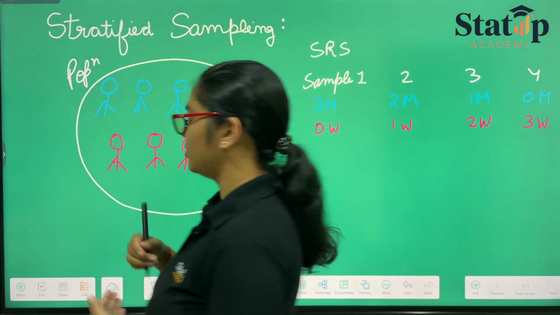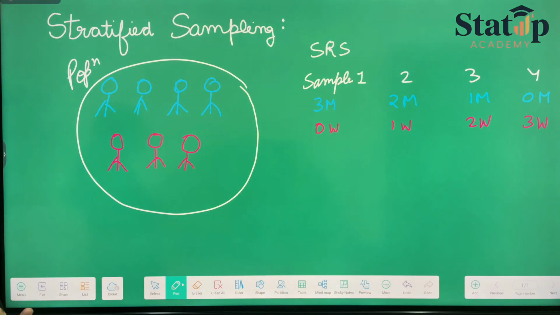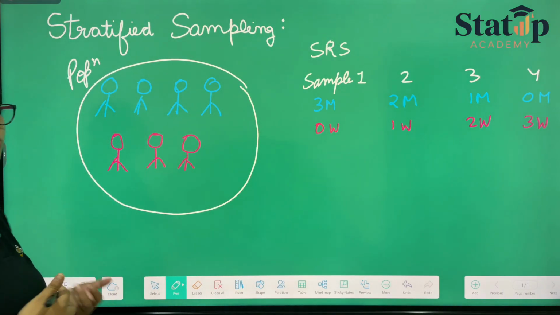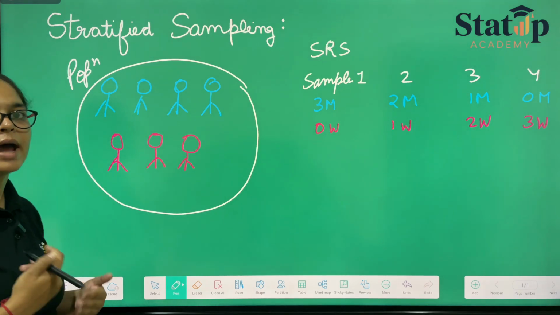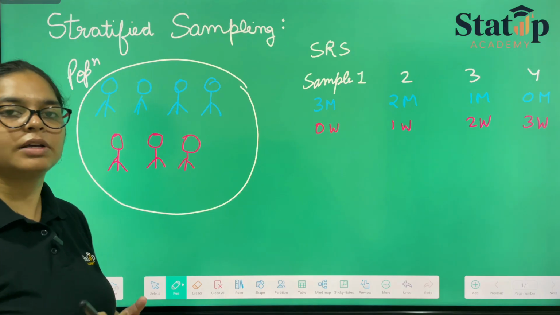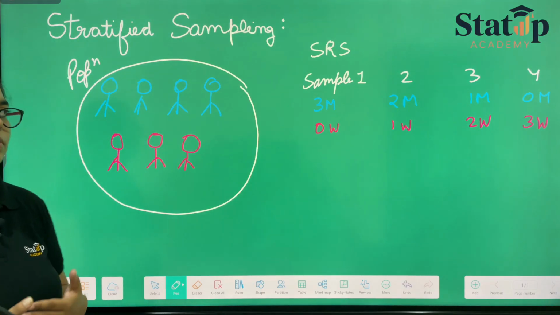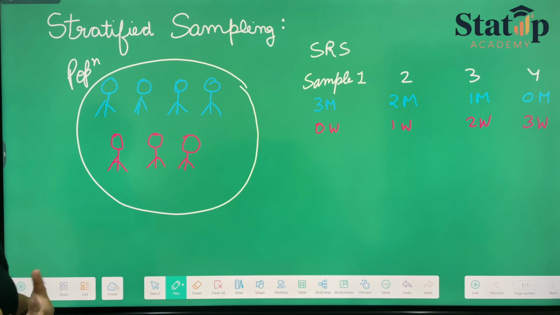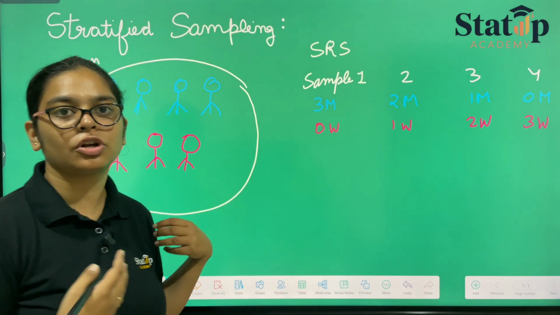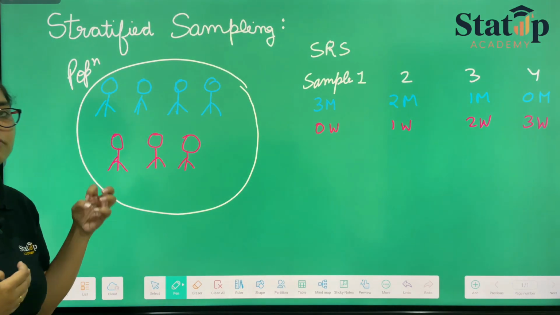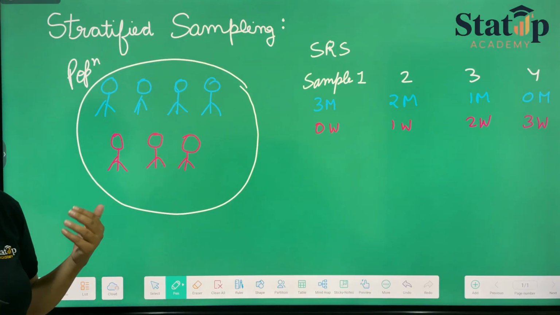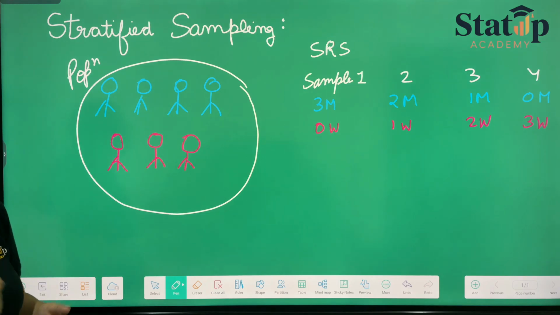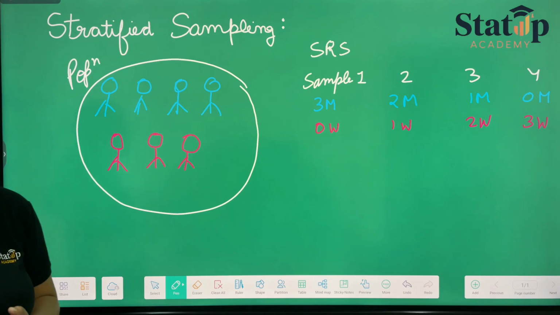Now we see that in simple random sampling the ratio of men to women changes. It can be 3 to 0, 2 to 1, 1 to 2, or 0 to 3, whatever. It changes at every sample, even in simple random sampling with or without replacement, and there is also no equal representation of every group. If we are talking about men and women, these are two groups in the population, so there is not equal representation of men and women. Sometimes men are greater, sometimes women are greater, and therefore comes one more technique of sampling.